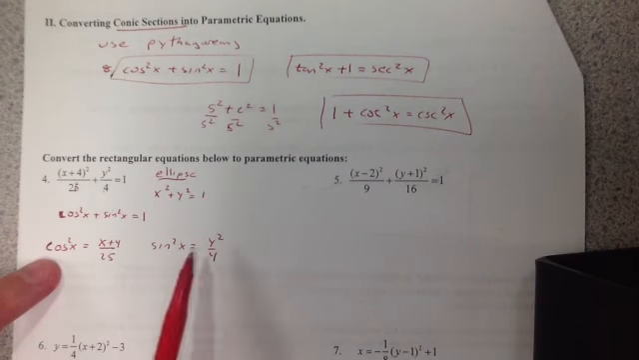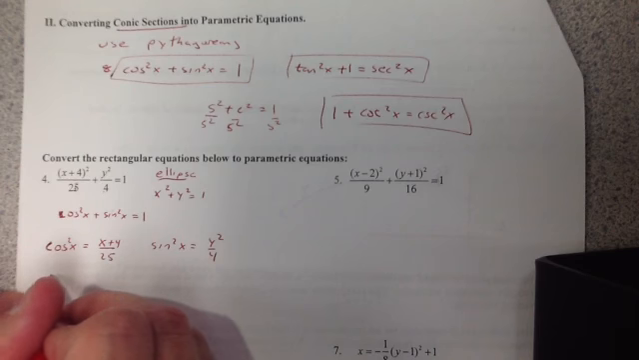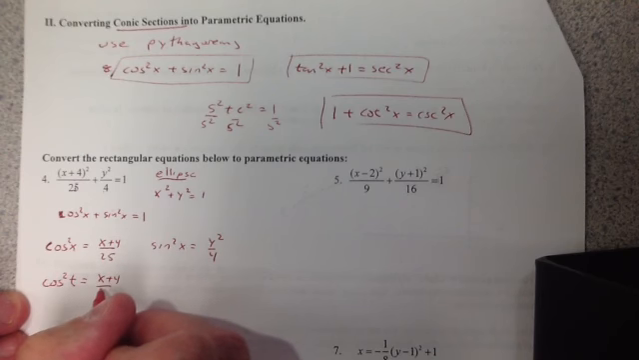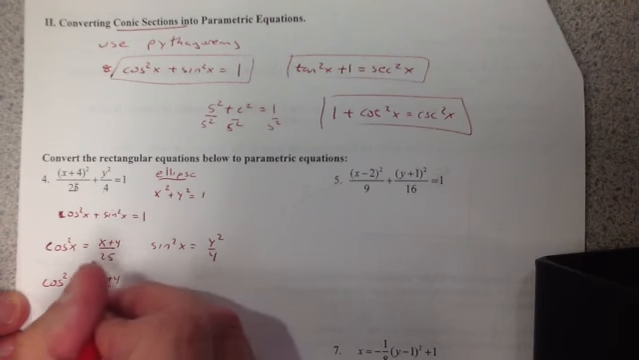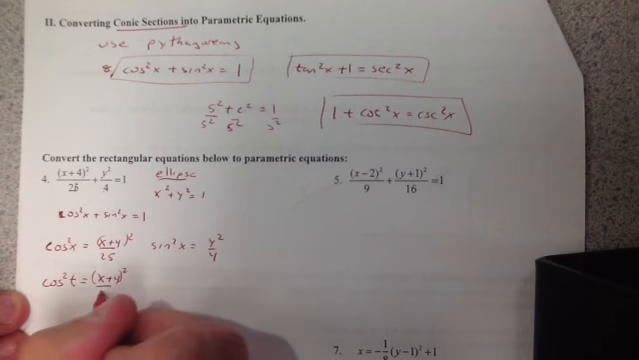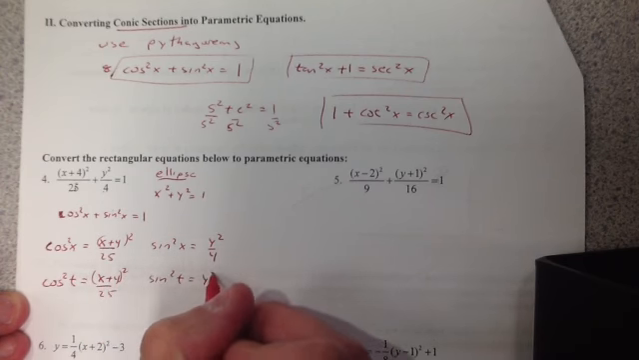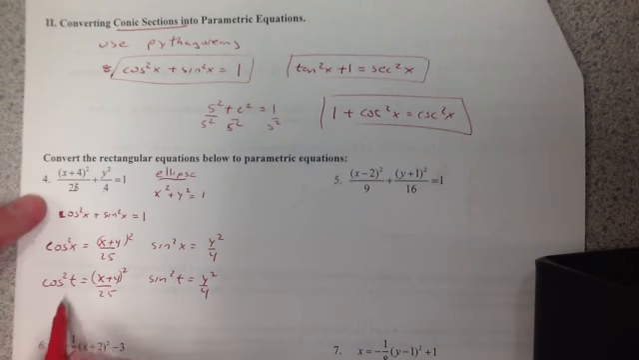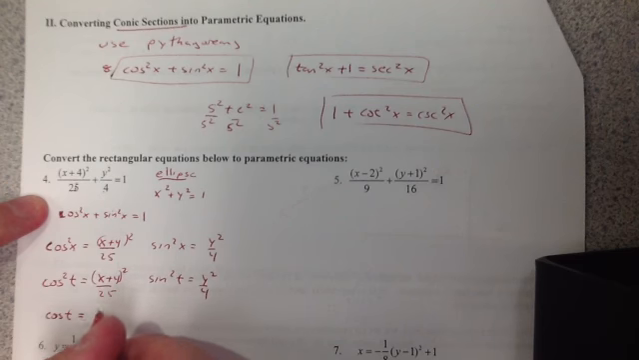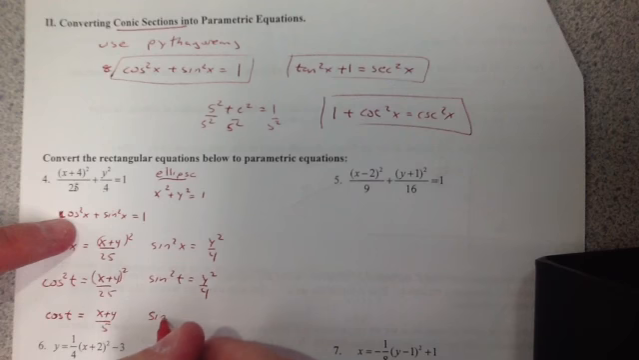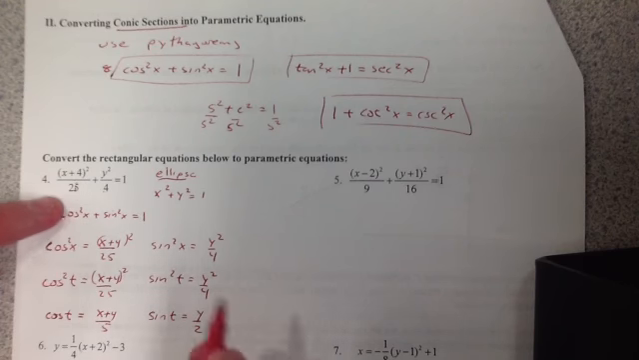Instead of using the x in cosine squared and sine squared, this is where our parametrics come in. We're going to let this x be t. So we say cosine squared of t equals x plus 4 squared over 25, sorry about that. And this is sine squared of t equals y squared over 4. By taking the square roots, we get the cosine of t equals x plus 4 over 5. Take the square root here. The sine of t equals y over 2.